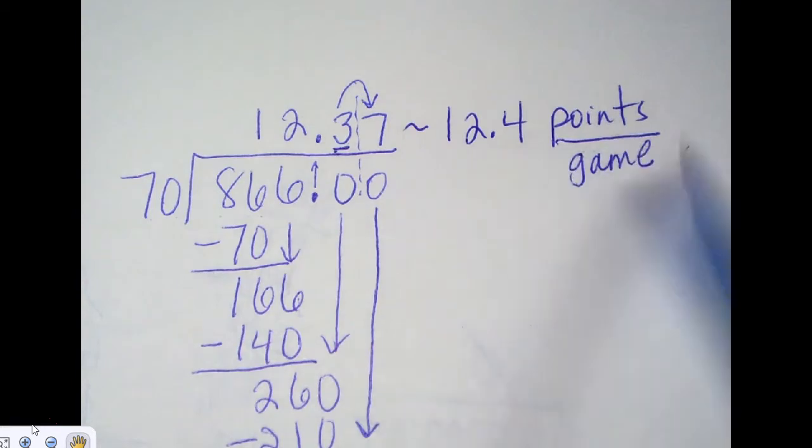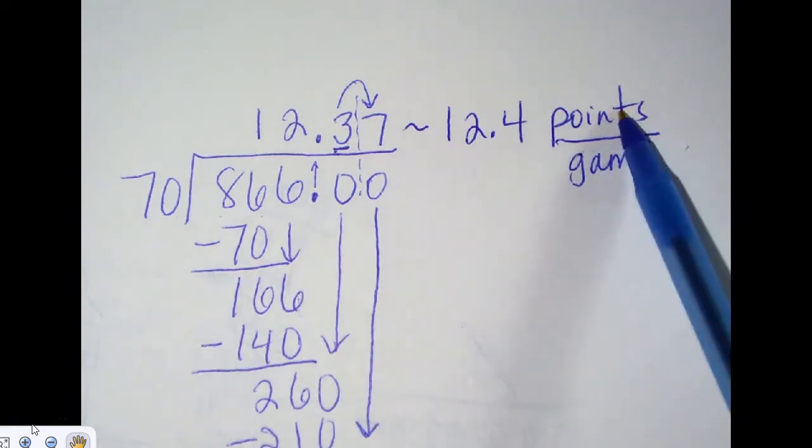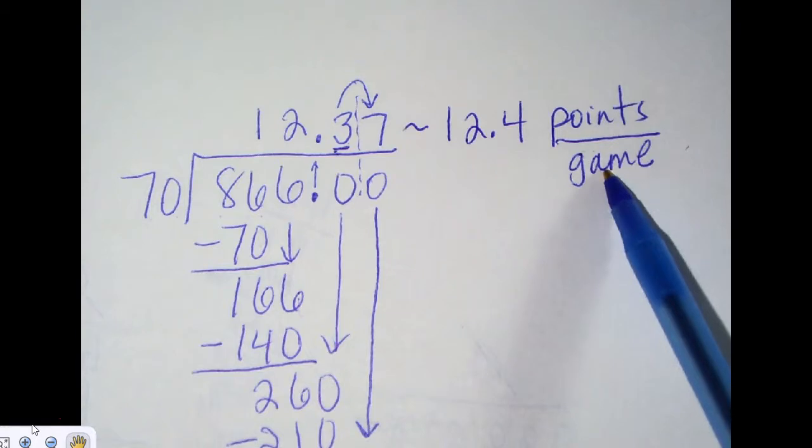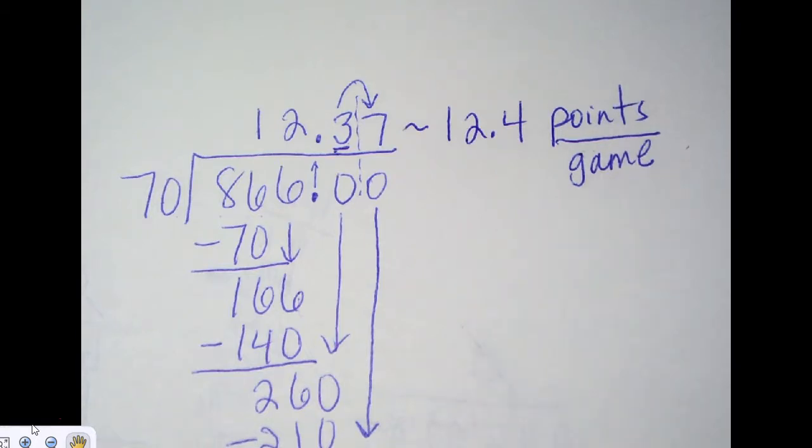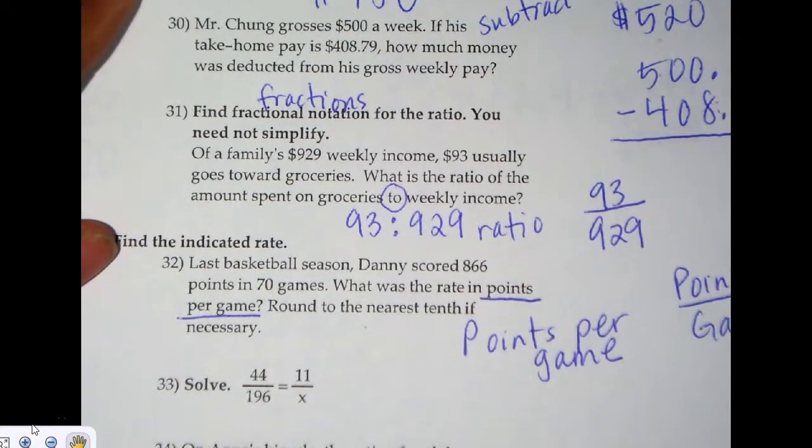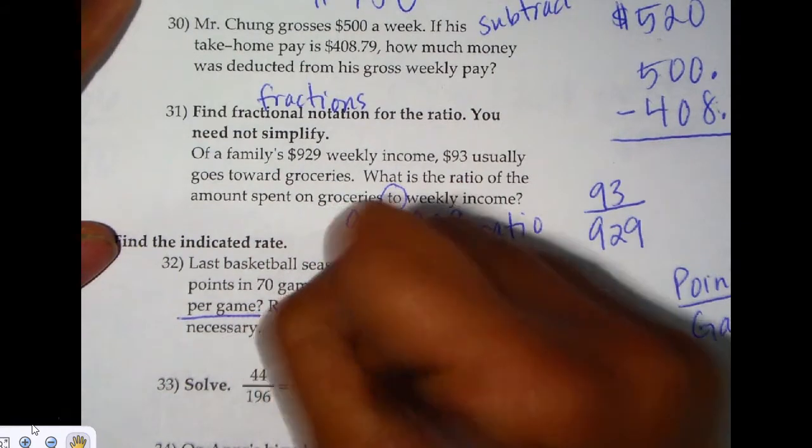Okay, so this is on average how many points he was scoring for every single game that he played if we just take an average of those 866 points. So for this one, number 32, we're going to put 12.4.